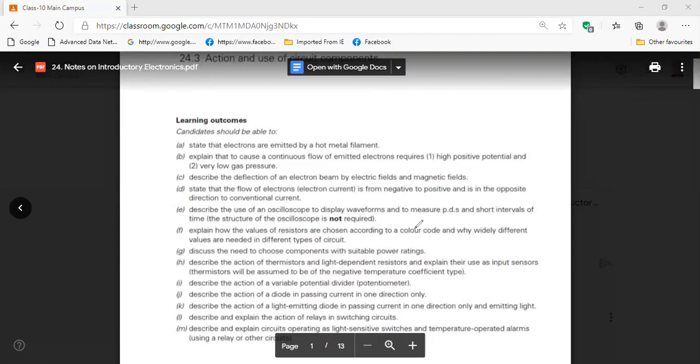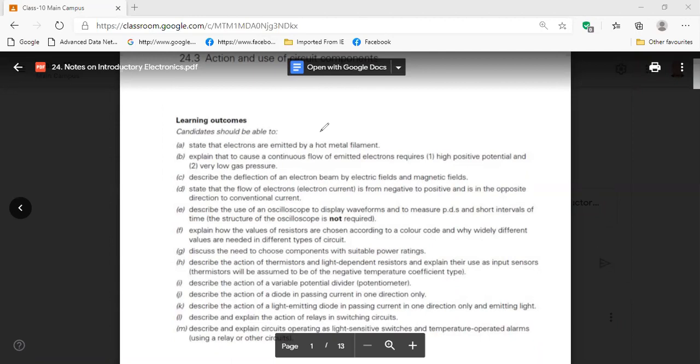Describe the actions of thermistors and light-dependent resistors and explain their use as input sensors. Sir, let's read three or four at a time, otherwise we won't remember anything. Okay, let her finish. Thermistors will be assumed to be negative temperature coefficient type. Describe the action of a variable potential divider. Sir, what is this? Potentiometer. Okay, potentiometer.